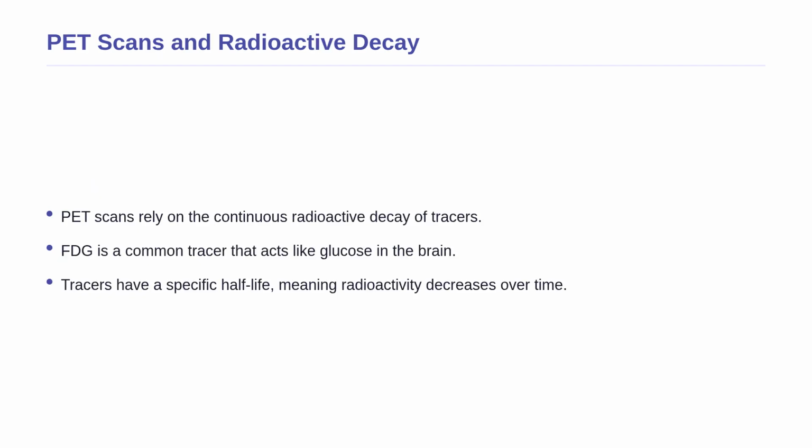Moving from the magnetic resonance of MRI, let us look at the mathematics behind PET scans. PET scans rely entirely on the continuous radioactive decay of tracers to emit signals that the scanner's detectors can pick up. A common tracer is FDG, which acts like glucose in the brain. Because it is radioactive, it has a specific half-life, meaning the amount of active tracer is constantly decreasing over time. Medical technicians must carefully calculate how much radioactivity will remain in the patient's brain after a waiting period to ensure the signal is still strong enough for imaging.